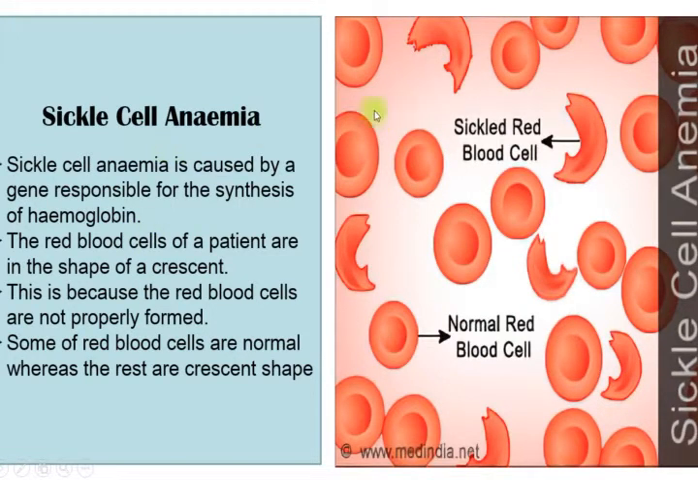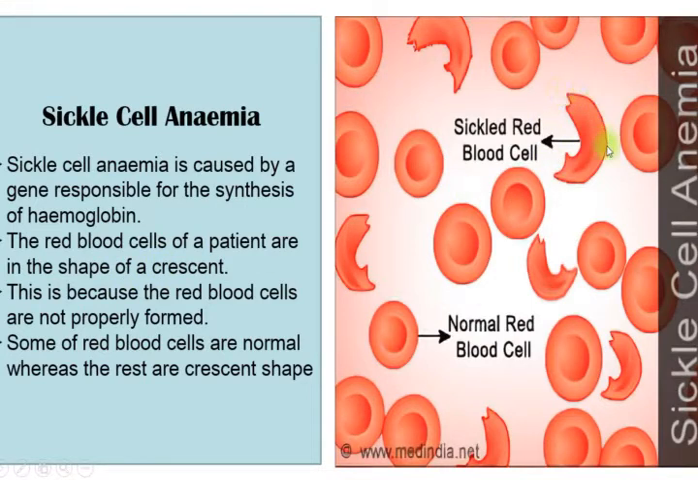So this refers to sickle cell anemia. Sickle cell anemia is caused by a gene responsible for the synthesis of hemoglobin. So what happened? The hemoglobin of the red blood cell is abnormal, and it cannot function efficiently. It cannot transport oxygen. So the red blood cells of a patient are in the shape of a crescent.